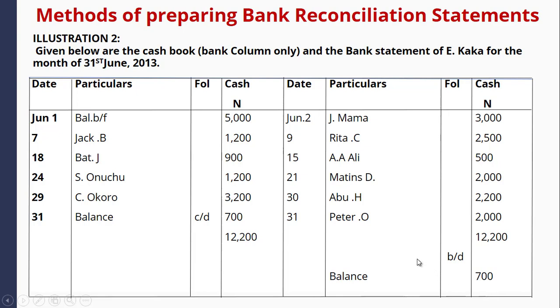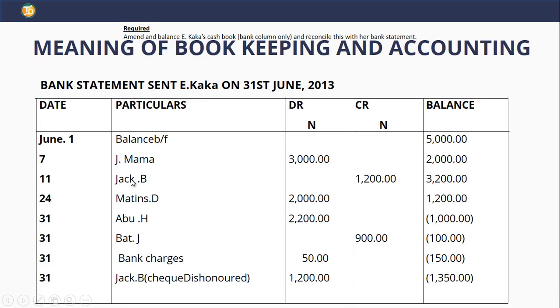Now let's take a look at the bank statement of Kaka as at 31st June 2013. As you can see, we have dates, particulars, debit, credit, and balance. The things on the debit side reduce the balance. You can see the balance brought forward is 5,000. The balance brought down is 1,350 overdraft, but that of cash book was 700.